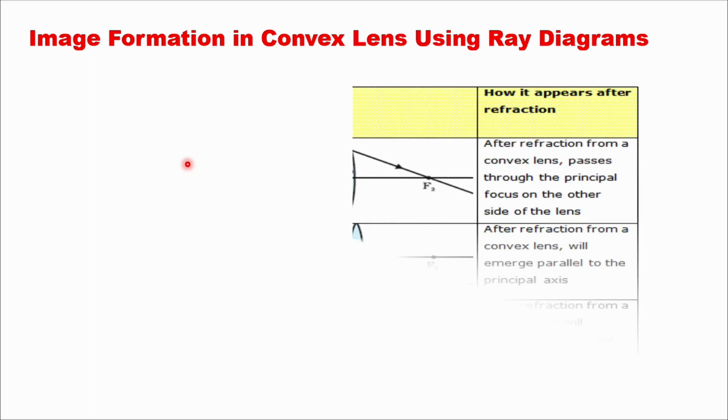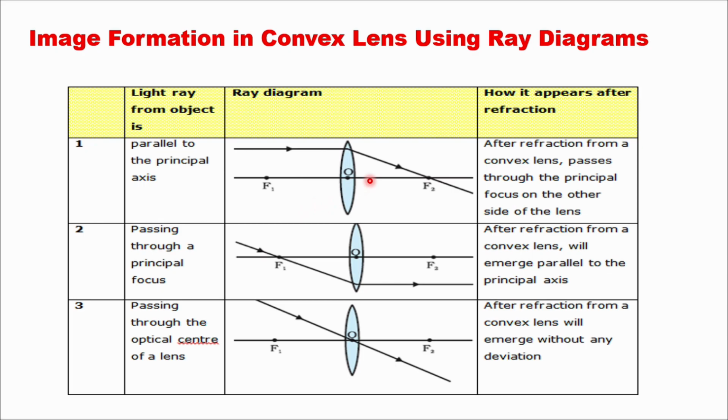Some of the ray diagrams, just observe here. There are three different positions. First one is the light ray from the object parallel to the principal axis. After refraction from the convex lens, it passes through the principal focus f2 on the other side of the lens. Sometimes they may ask you to draw the diagram for a light ray from the object parallel to the principal axis.